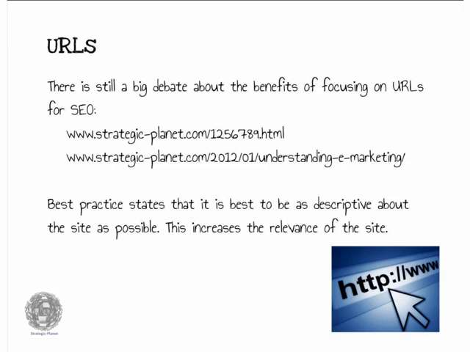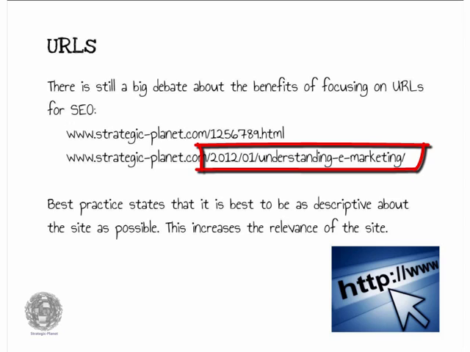We then have the URLs. There is a big debate still about the benefits of focusing on URLs for SEO. What do I mean by this? The best way to explain it is using an example. If we look at the slide, there are two pages which in theory are the same. One has been built using a coded URL, i.e. the end part, which refers to that page, is numeric, alphanumeric. And then there's another URL that utilizes a description. Best practice states that it's best to use the descriptive method as far as possible.